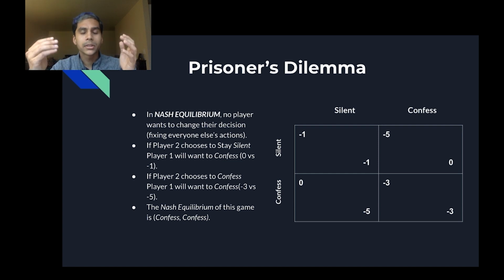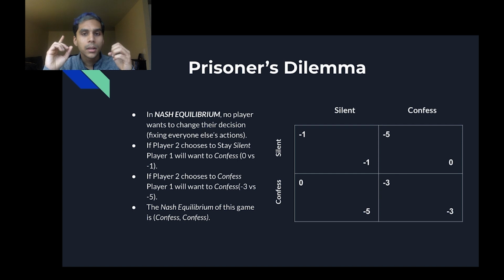The police arrest two members of a criminal gang for some crime and put them in solitary confinement, so the two gang members cannot interact with one another. However, the police don't have enough evidence to prosecute them for a serious crime, and so they go to each prisoner and offer them a plea bargain.